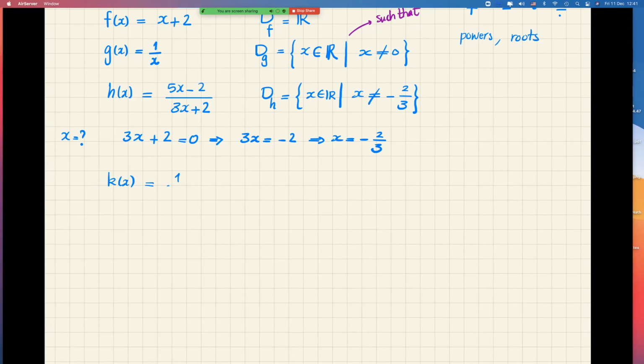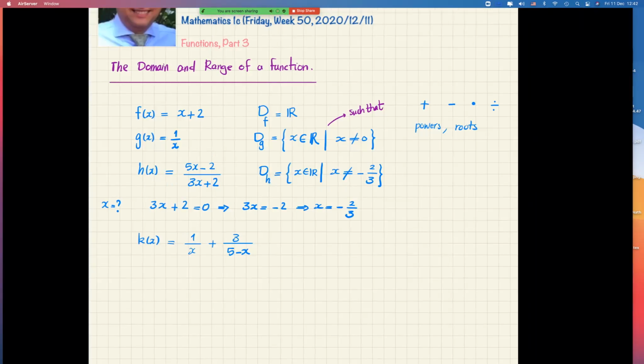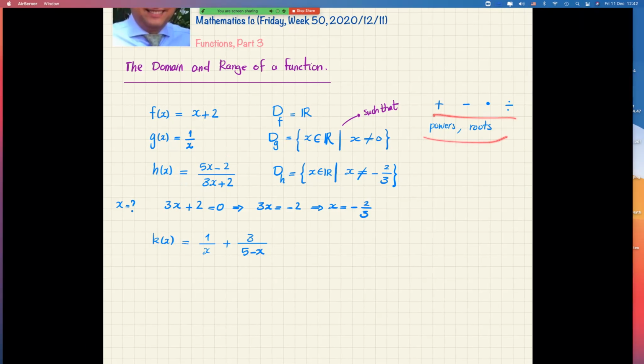I can write 1 over x, and then I can write plus 3 over, for example, 5 minus x. So what is the domain of this function? I want you to understand only this one. When I ask you what is the domain of this function, I am asking you to give me the set of all numbers that I can replace x with. That is what I am asking you. And the way that you need to think is about the limitations that you have for operations.